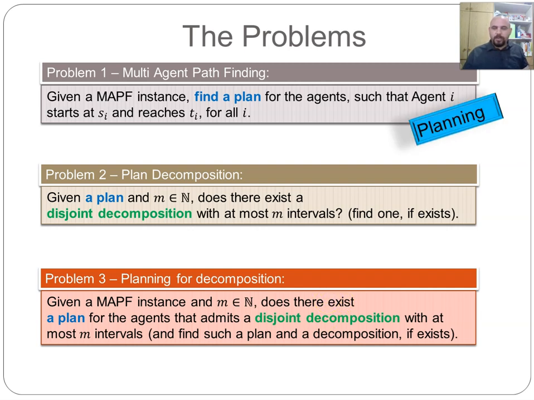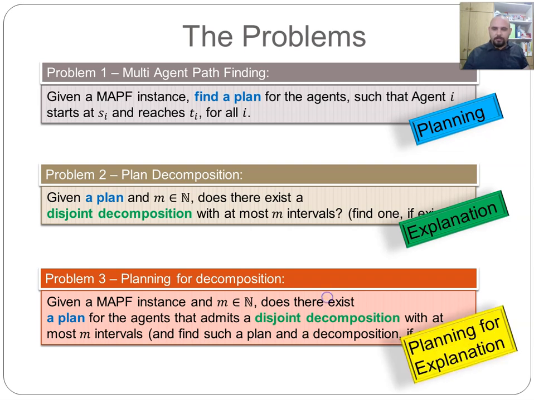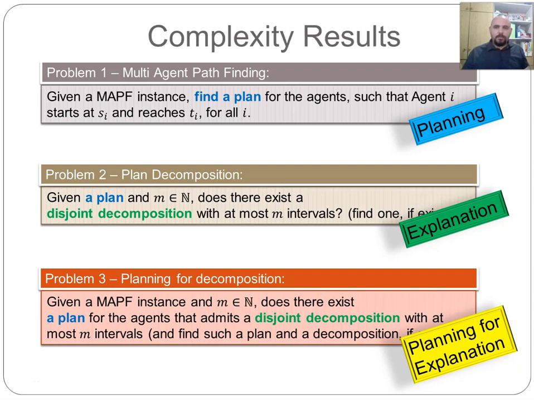So what are the results? We call the first problem planning, the second problem explanation of a plan, and the third problem planning for explanation, or planning with explanation in mind. What results do we have about these problems? Well, multi-agent pathfinding is known to be NP-complete, even for some restricted cases. Interestingly, given a plan, finding a disjoint decomposition can be done in polynomial time, and in fact it's a very simple greedy algorithm. Just try to add time units until the paths intersect. Once they intersect, stop and start a new segment, and this turns out to be optimal.